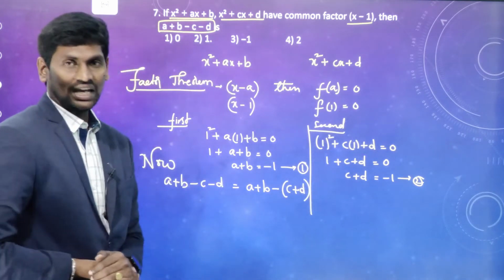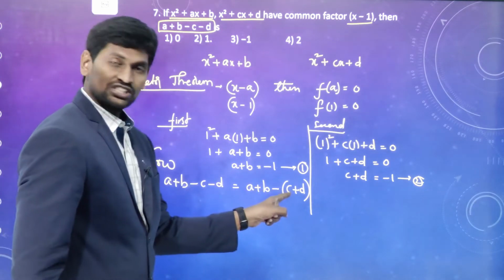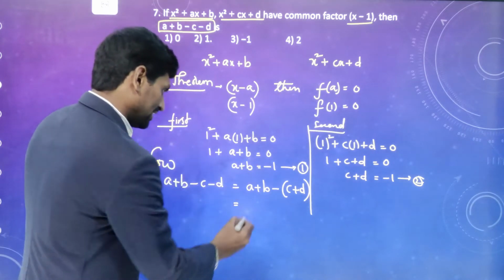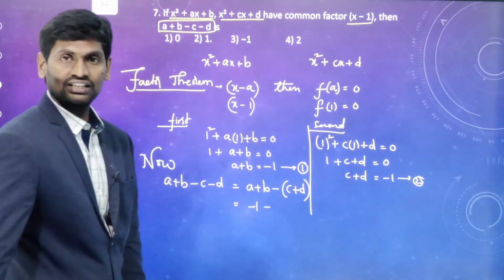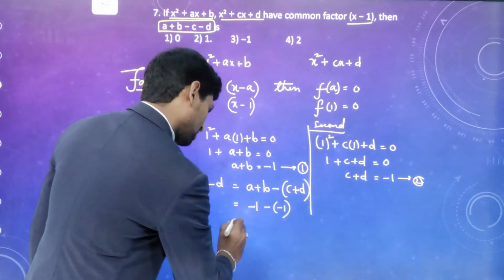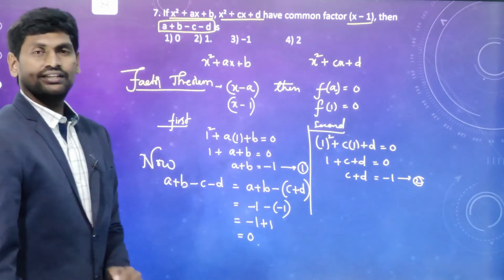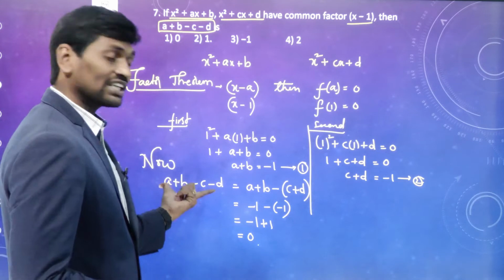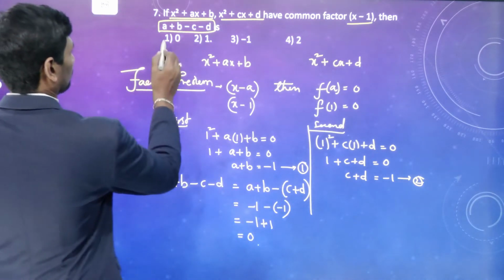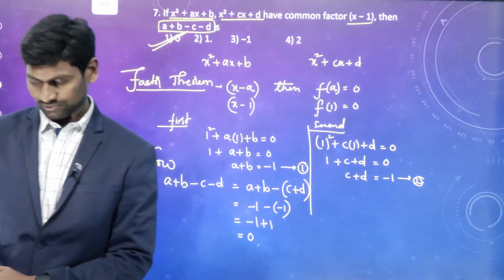Can I write like this? I am just taking a minus as a common term here: minus into c, minus into d, minus d, like that. Now a plus b value is minus 1, minus c plus d value also minus 1. Okay. So minus 1 plus 1 becomes 0. Therefore, the required answer for the condition a plus b minus c minus d is equal to 0, or option 1. Please note it.